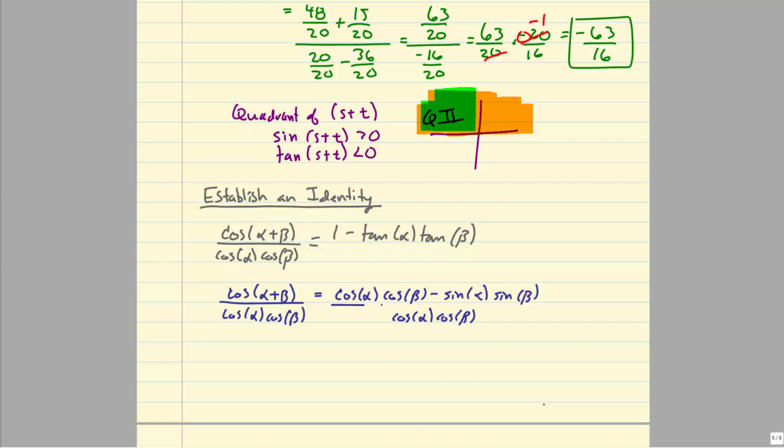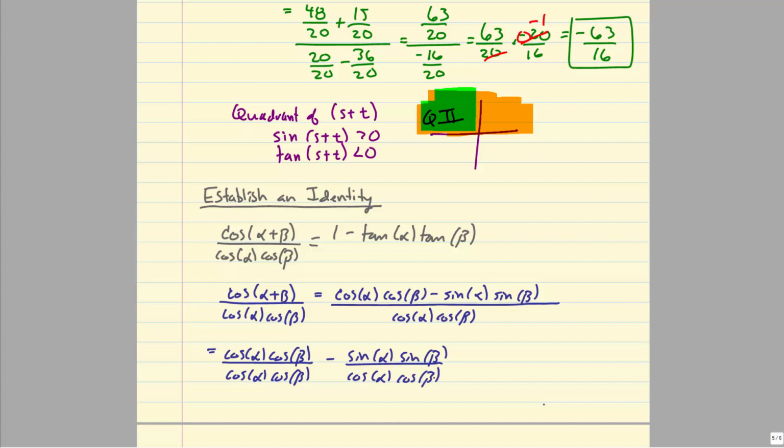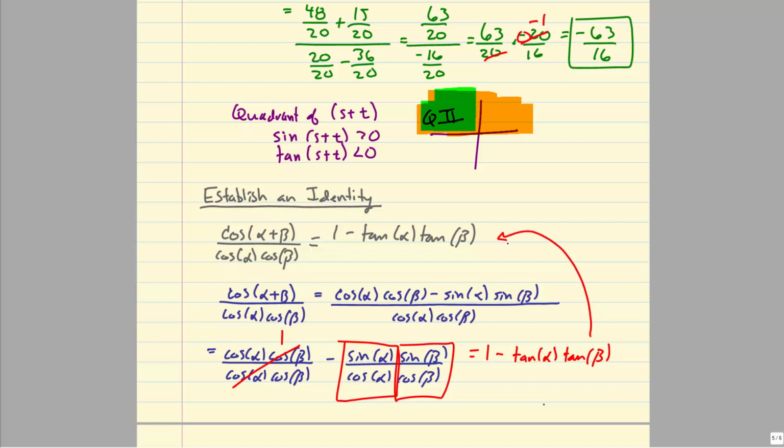The way I need to deal with that is to actually rewrite this as two fractions. So this would look like cosine alpha cosine beta all over cosine alpha cosine beta, minus sine alpha sine beta over cosine alpha cosine beta. So I'm splitting this up into two different fractions. Now this cancels and we're left with a 1. And then here, sine over cosine is tangent, sine over cosine is tangent. So I'm left with 1 minus tangent of alpha, tangent of beta. And that is what I was trying to show, so that identity has been established.